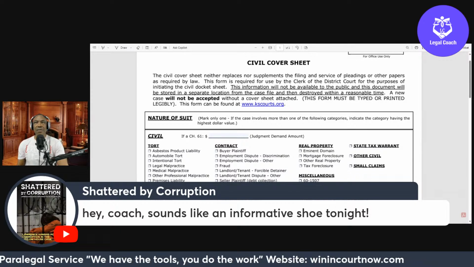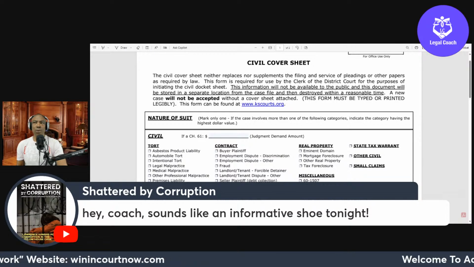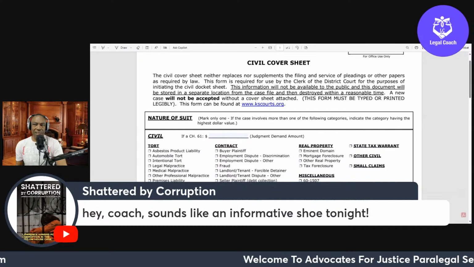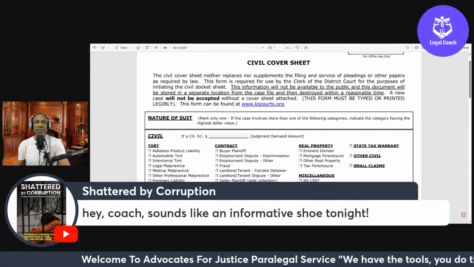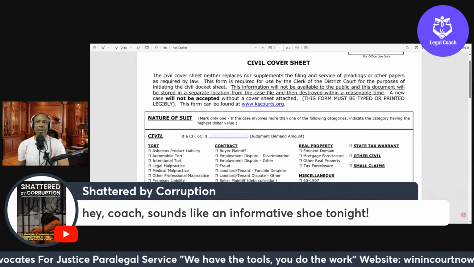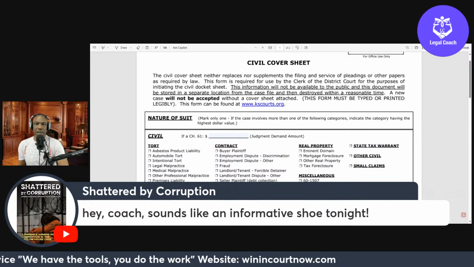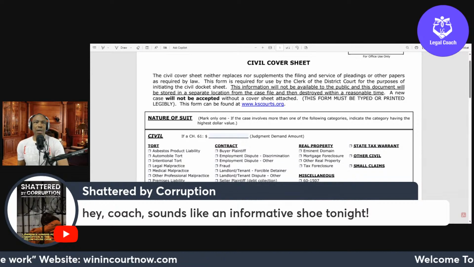Okay, so the civil cover sheet, and I think this is for federal. I'm pretty sure this is, no, it's for state court. It says right there. But the one for Douglas County doesn't look quite like it. It's similar. This one might be an older one. But anyway, let's get started.